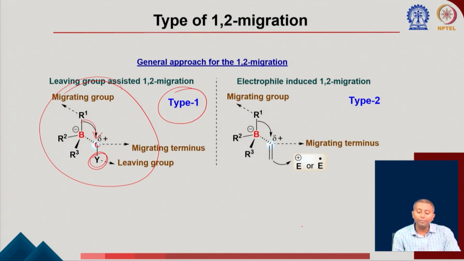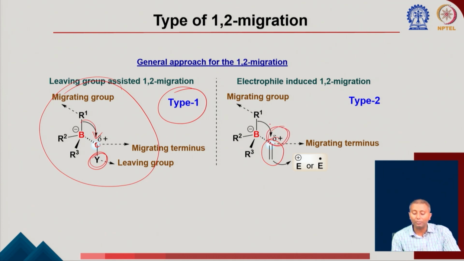Now there could be a type 2, type 3 and type 4, but I am going to restrict you to type 2. If you have an olefin here, so now you have a vinyl boron compound, but the boron is in a boronate, correct. Now if you can activate this double bond with an electrophile, that is going to generate some sort of a delta positive charge. So that is another thing.